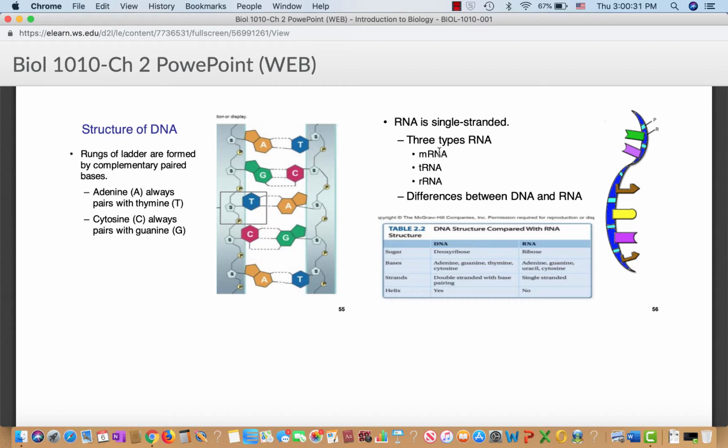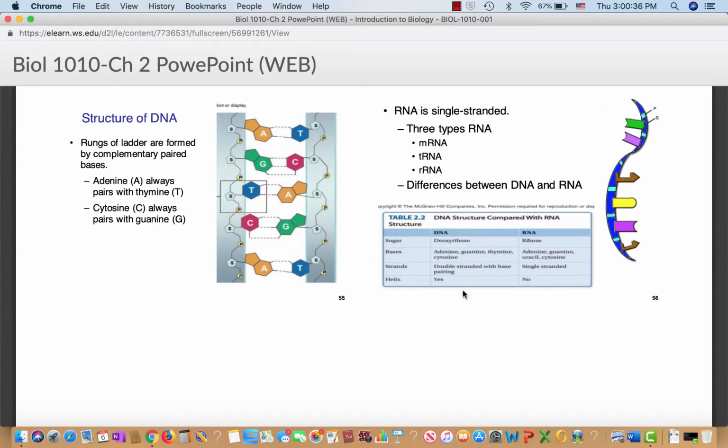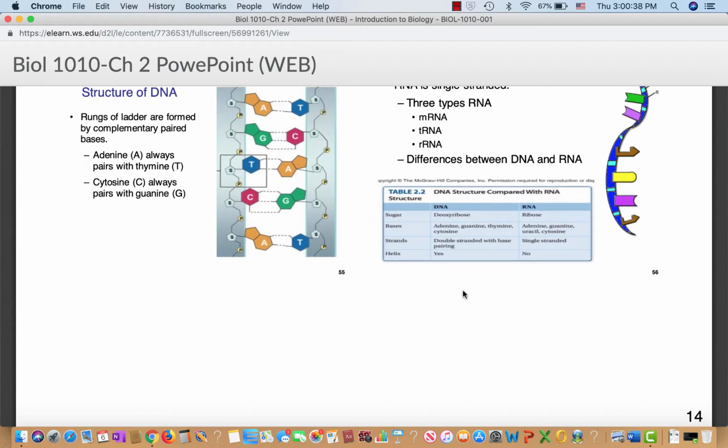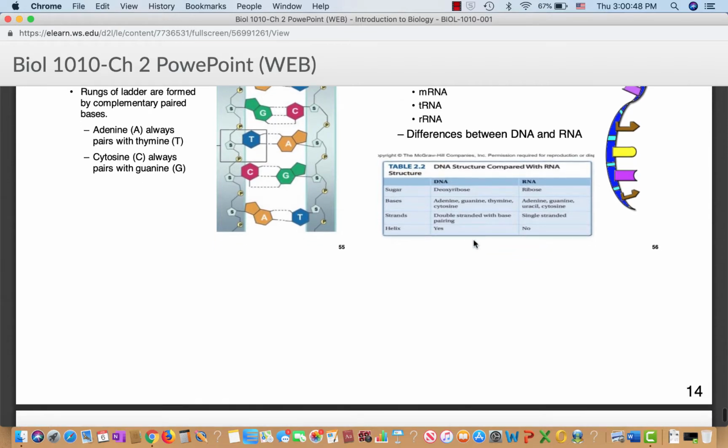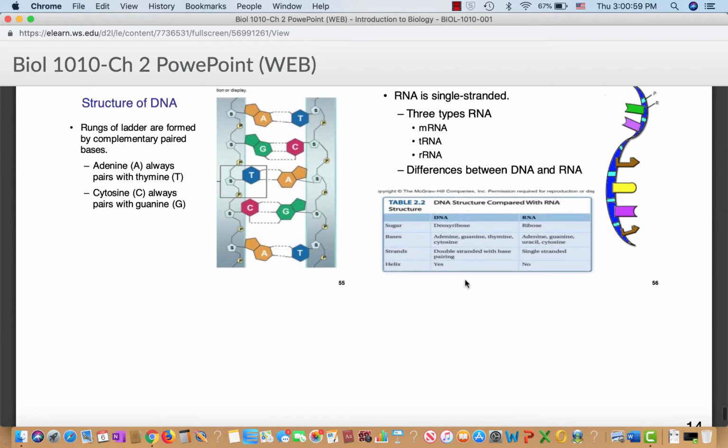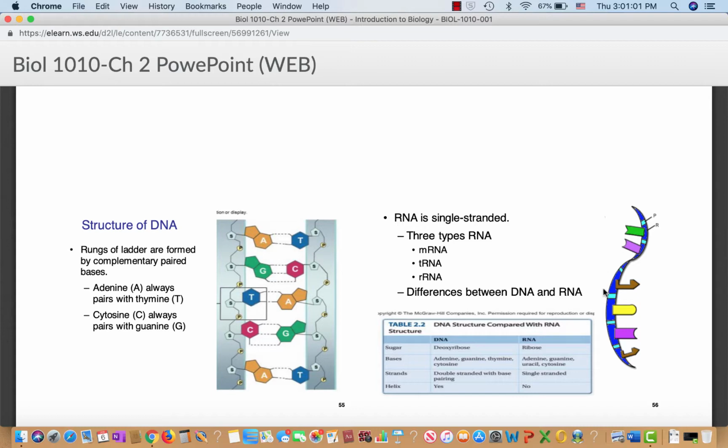You've got messenger RNA, transfer RNA, and ribosomal RNA. And this chart's pretty handy here. You've got the different sugars, depending on which one you're talking about. Different bases. The only thing that's different is the thymine and the uracil. And RNA is single-stranded, except in viruses. And RNA does not have a helix. DNA does. So that's a bit of RNA right there.